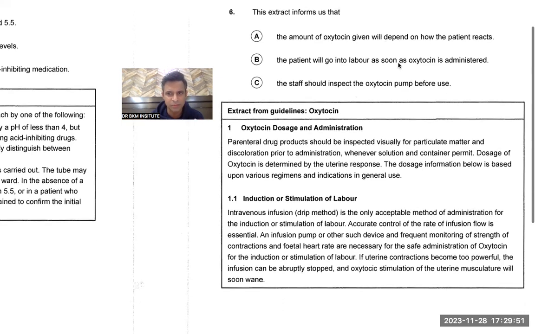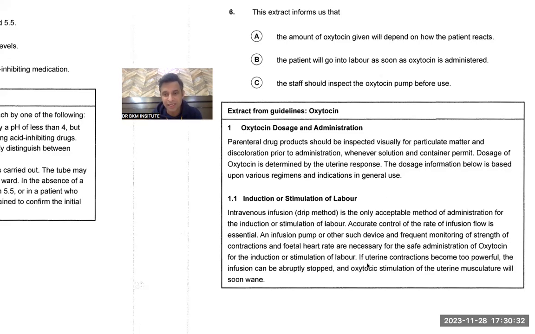But anyhow, talking about this particular line, induction or stimulation. Intravenous infusion is the only method for the administration or induction or stimulation of labor. Accurate control of the infusion flow is essential. That means you have to control the oxytocin flow. When you are pregnant and about to deliver, oxytocin should be controlled. An infusion pump or such device and frequent monitoring of the strength of the contractions and the fetal heart are necessary. Again, they are not talking about anything like as soon as. So this phrase is extra. As soon as oxytocin is administered, the patient will go into labor. There is nothing like that given.